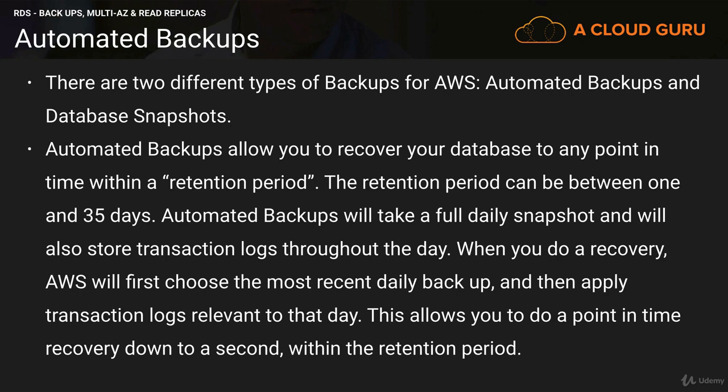And then when you recover, AWS will first choose the most recent daily backup, so choose the snapshot that's most recent, and then apply those transaction logs that are relevant to that day. And that's how we do a restore with automated backups. And this basically allows you to do a point-in-time recovery down to a second within the retention period window. So the retention period window is between 1 and 35 days.